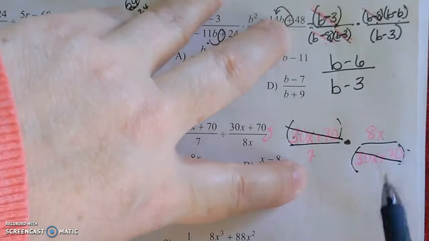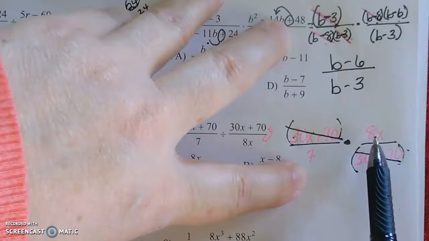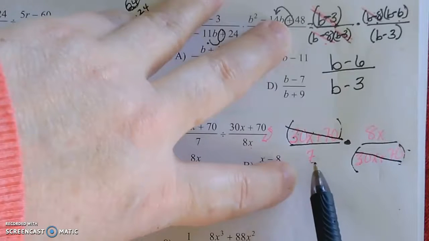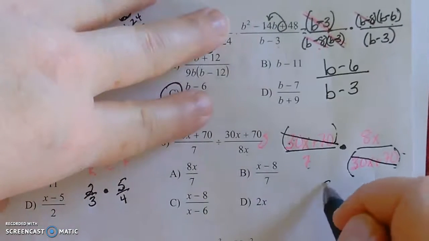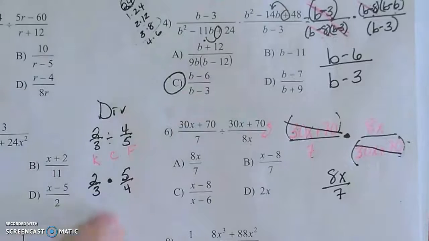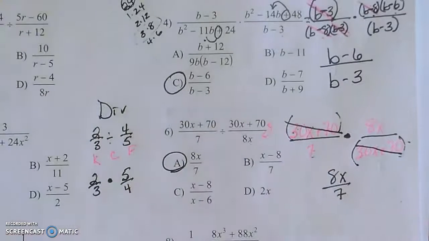Now, in my numerator, I have an 8x. There's no plus or minus sign. I can't factor it. In my denominator here, I have a 7. There's no plus or minus sign. I cannot factor it. So therefore, I have 8x divided by 7. And that matches with A as an apple.